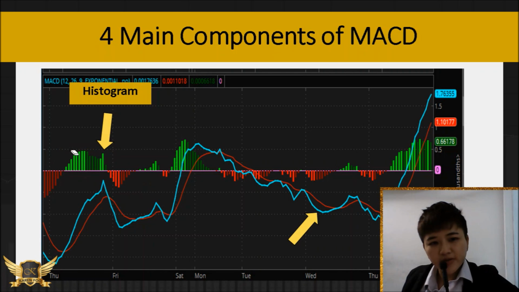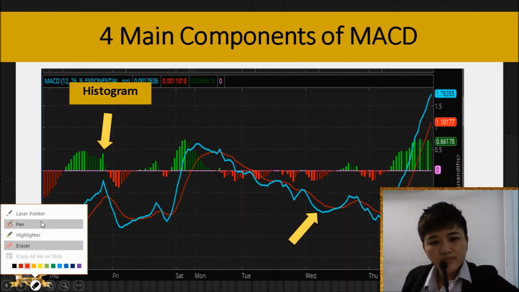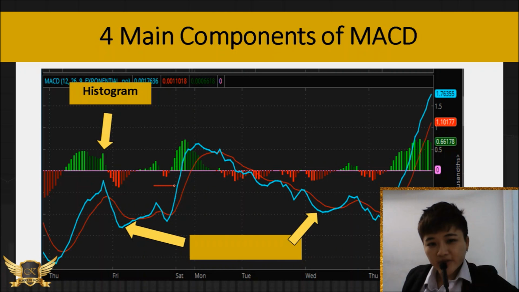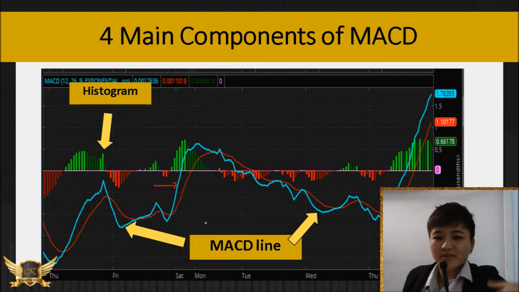Okay, so let me just remove all these, don't make it too cluttered. Just for now, understand that this vertical bar is called histogram, okay? That's the first component. Then the second component, right now I need you to just focus on this blue line, okay? Don't pay attention to the red line, we go one by one. What's this blue line all about? This blue line is your MACD line. With that said, not everybody uses blue color, it's just me, alright? Doesn't mean that if it's blue, then it's MACD line. So this is the second component, the MACD line.